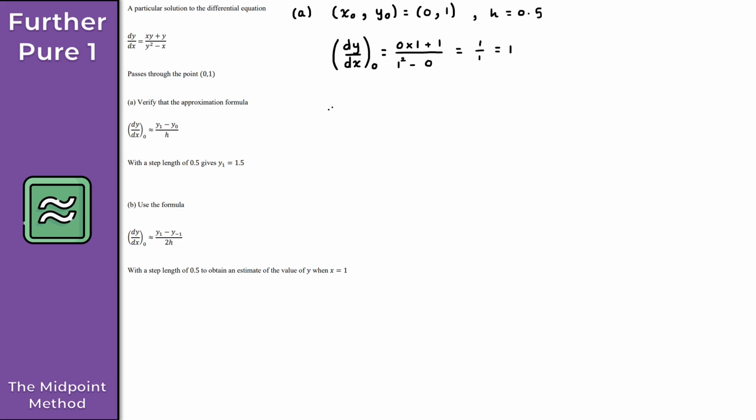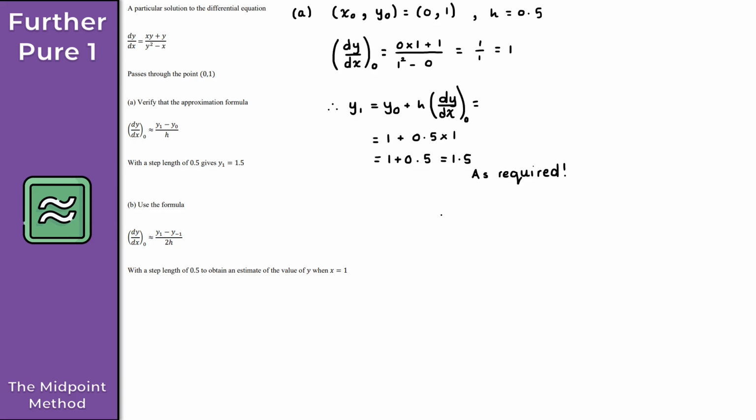So for y1 then, hopefully nice and straightforward, this will be equal to y0 plus h times dy by dx at x equals x0. Okay, like so. So what does this give us here then? Well, y0 is 1. So this is 1 plus h, which is 0.5, times dy by dx at x equals x0, which is 1. Like so. So we get 1 plus 0.5, which is equal to 1.5 as required, right? That's equal to 1.5 as required. Okay.